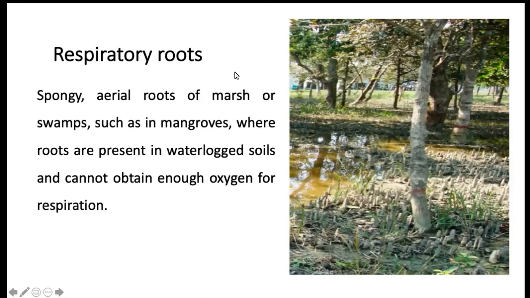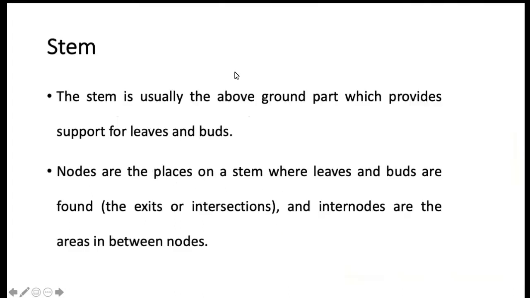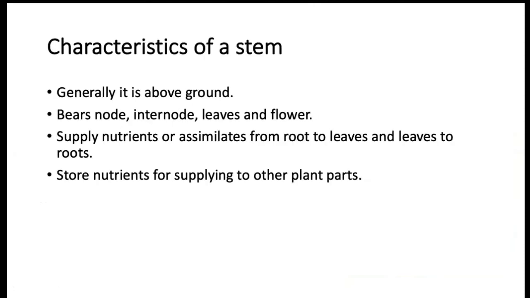So we finished the root, and let's go to the stem. Stem is the above ground part of the plant which provides support for leaves and buds, and it bears fruit and flowers. Stem always has nodes, and from the nodes the leaves, buds, and other stems arise, and from the buds it can lead to flower, fruit, or another branch. And the distance between two nodes is called internode.